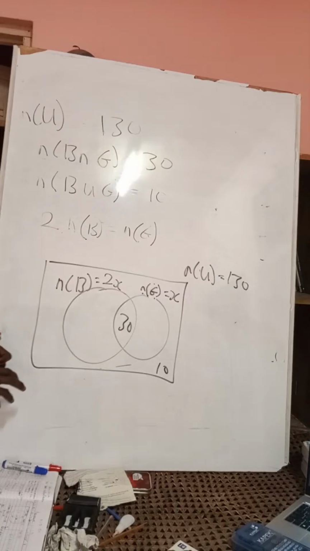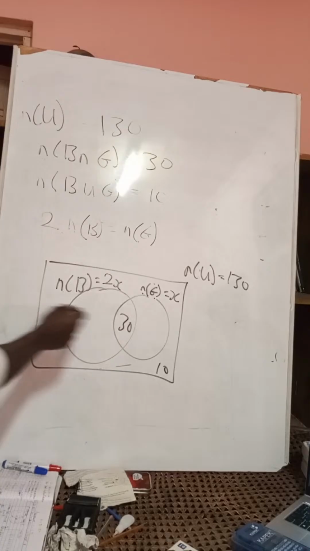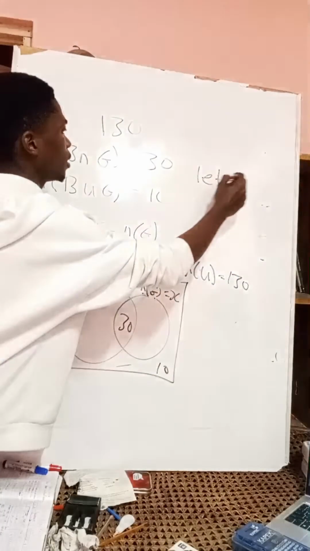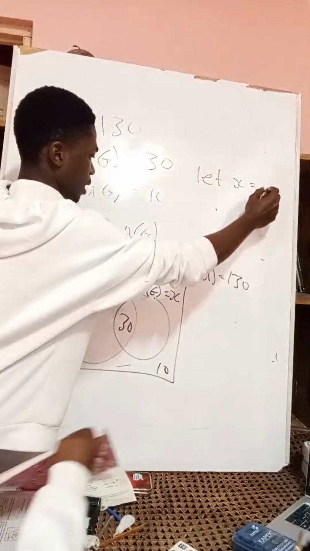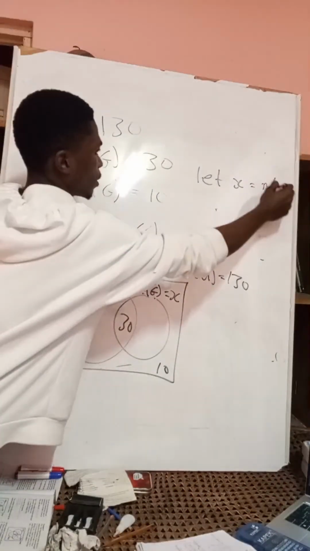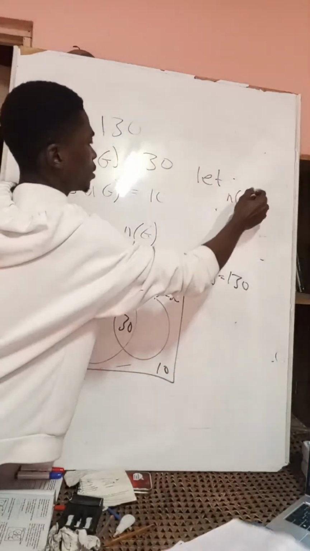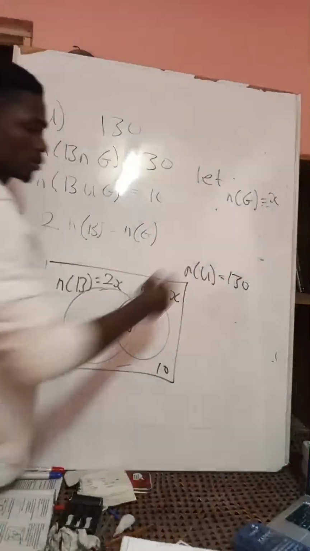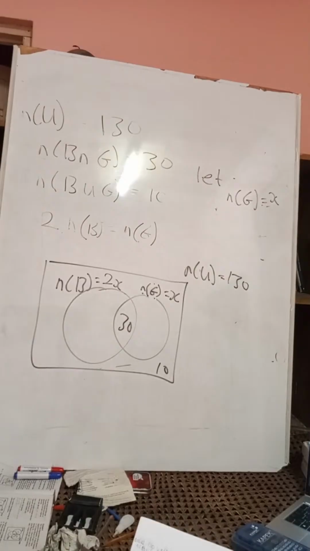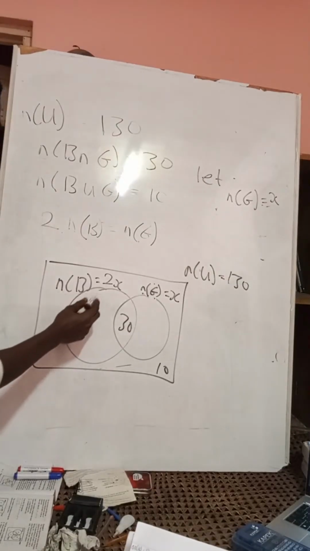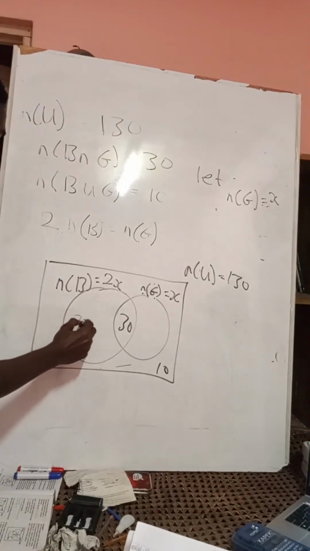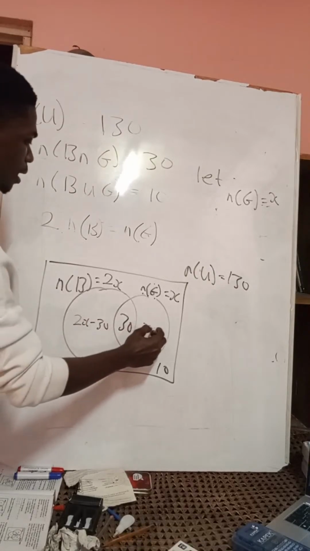Is it clear? That's why I said you should write all the statements down. So here you say, let x be the number of g. Do you understand? So when you come here, you'll have 2x minus 30 here, and x minus 30 here. You are looking for x.